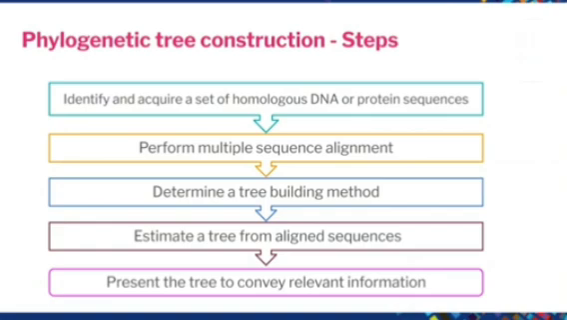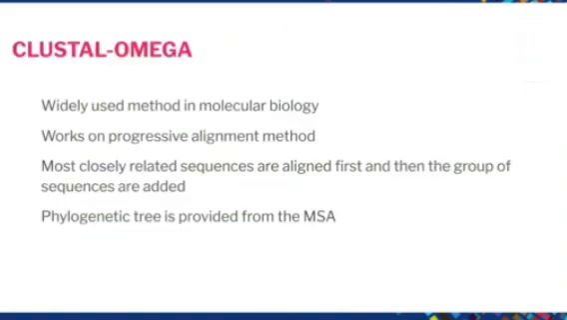If you run on homologous DNA or protein sequences, you can find even the smallest differences between these sequences. First, we perform a multiple sequence alignment on the query sequences that are given, and then we determine which method of tree building to use, either cladogram or phylogram and so on. And then you estimate a tree from the aligned sequences, and then present the tree in a way to convey the relevant information.